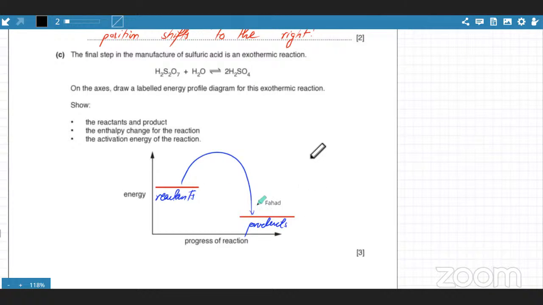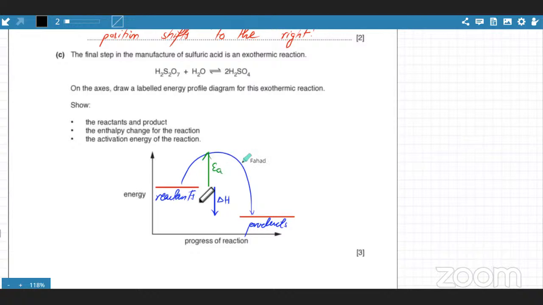And you have to label this. You have to label the enthalpy change. The enthalpy change is going to be this one over here. From reactants to products, that's delta H. And activation energy would be the energy that is initially needed by the reaction. So it's going to start here and go till this point. So that over here is the activation energy.